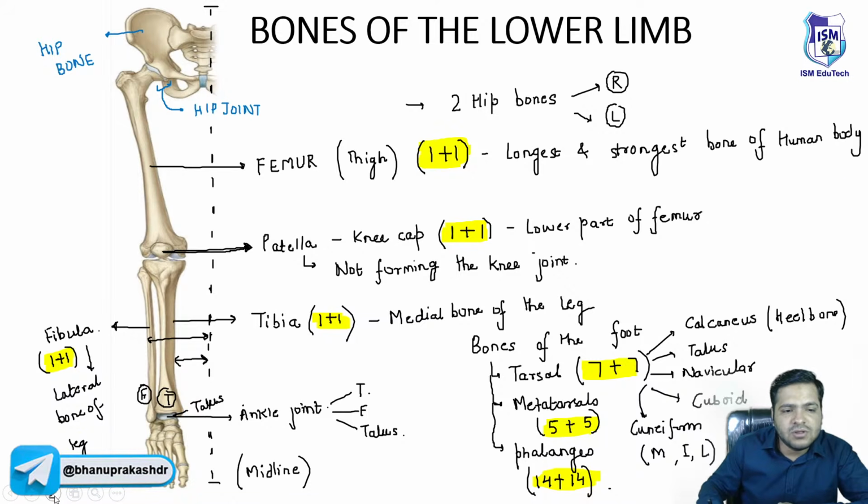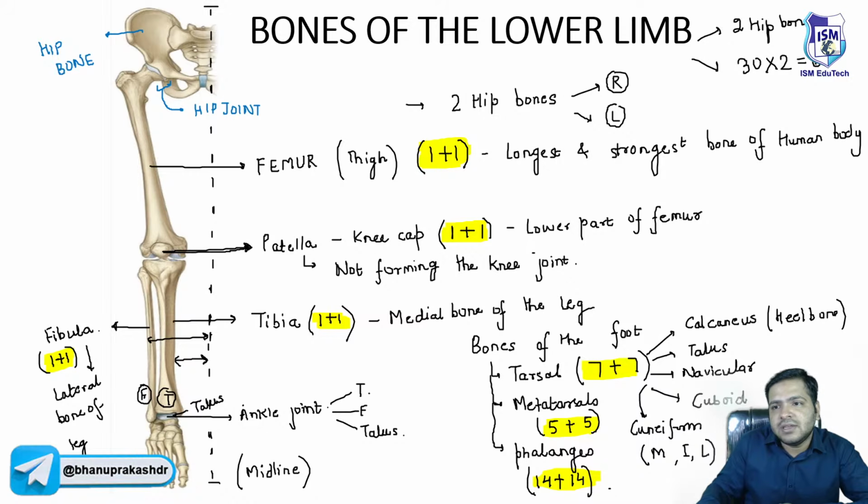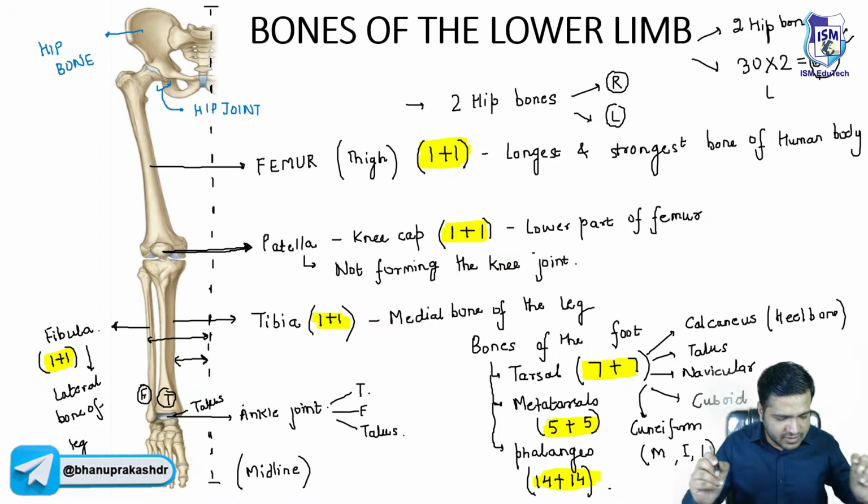So remember, if you count them with basic math, the lower limb has 30 into 2, that is 60 bones of the lower limb, the true lower limb. Hip bones are not included in the lower limb, because they form the pelvis, they are a part of the pelvic bone. Up till this it is clear?